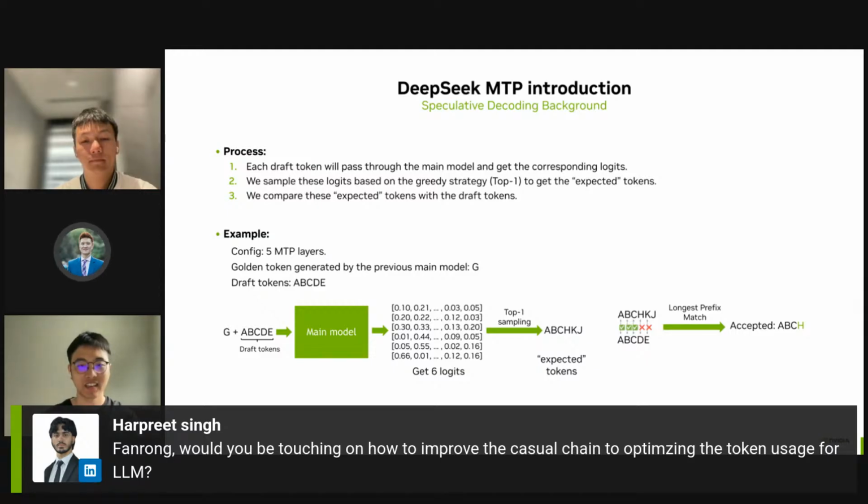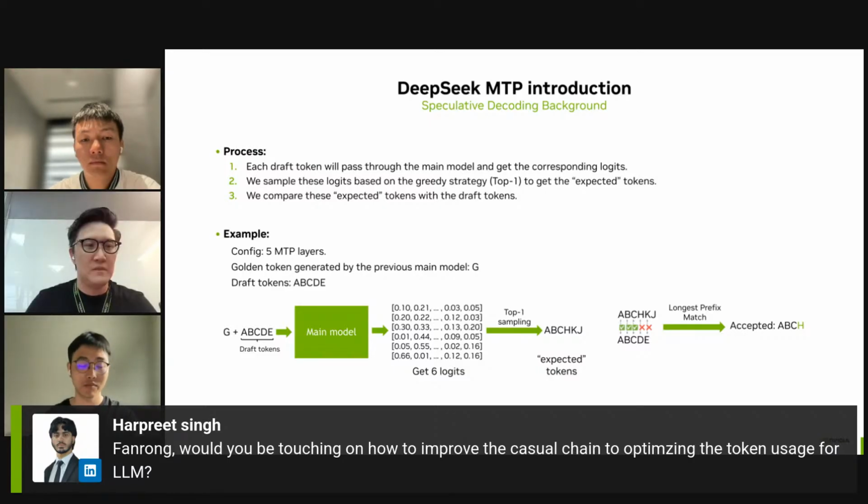Asking Fanrong if you'd be touching on how to improve the causal chain to optimize token usage for LLMs. I think for this talk, I mainly talk about MTP and speculative decoding. For more details, we will discuss it in the later slides. How to optimize, I think we can talk about it later.